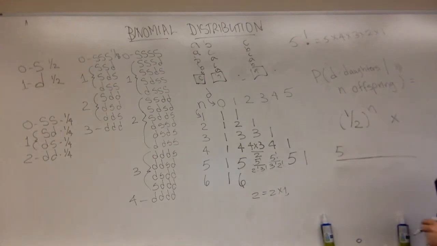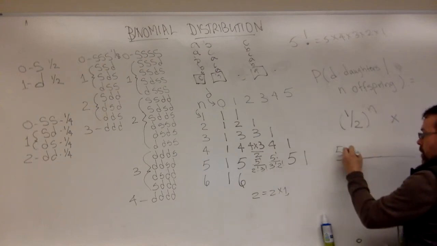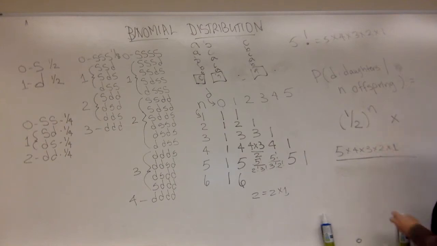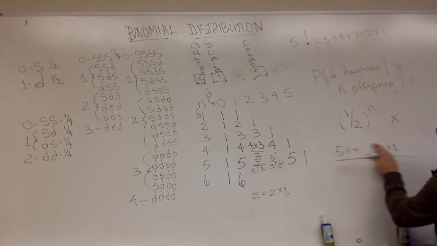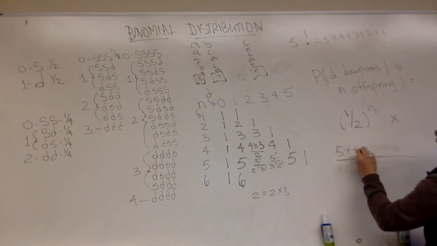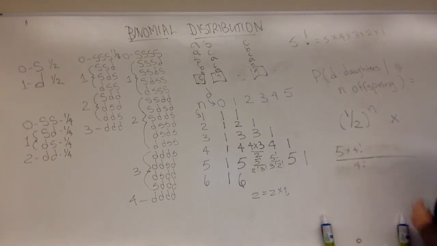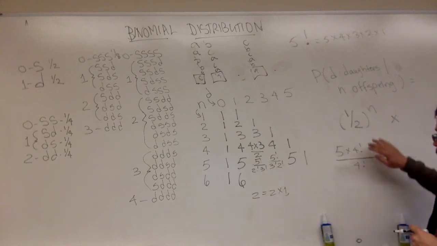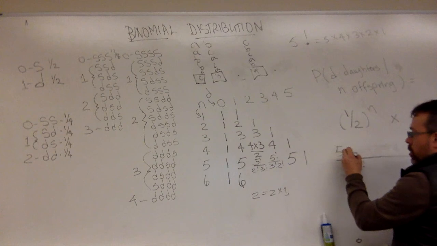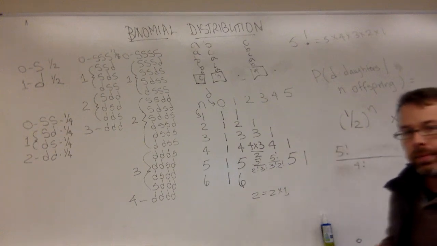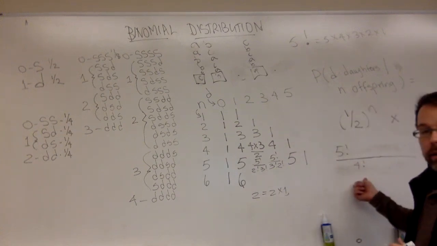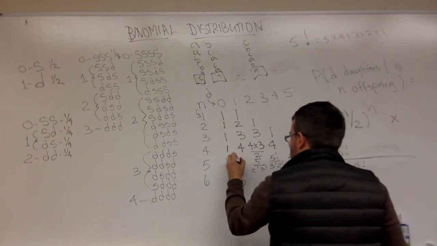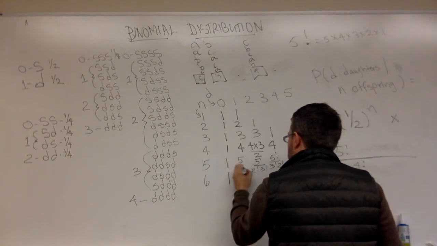We can write 5, and now I'm going to multiply the top and the bottom by 4 times 3 times 2 times 1, or just by 4 factorial. So now we've got 5 times 4 factorial over 4 factorial. Well, this is just 5 factorial, because it's 5 times 4 times 3 times 2 times 1. And we get 5 factorial over 4 factorial.